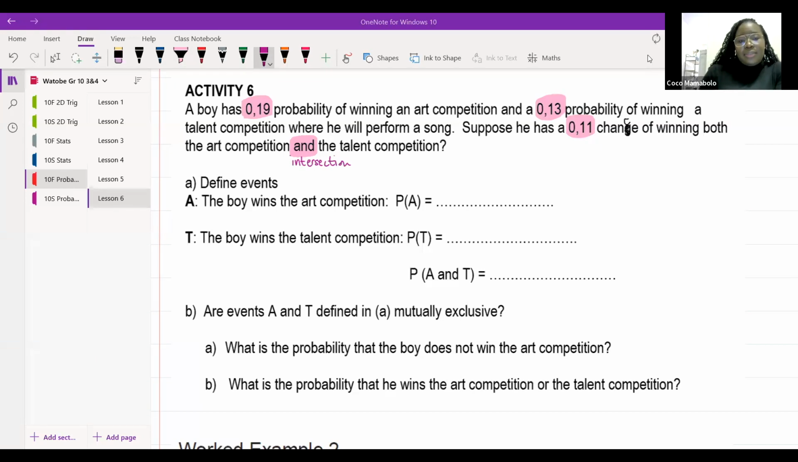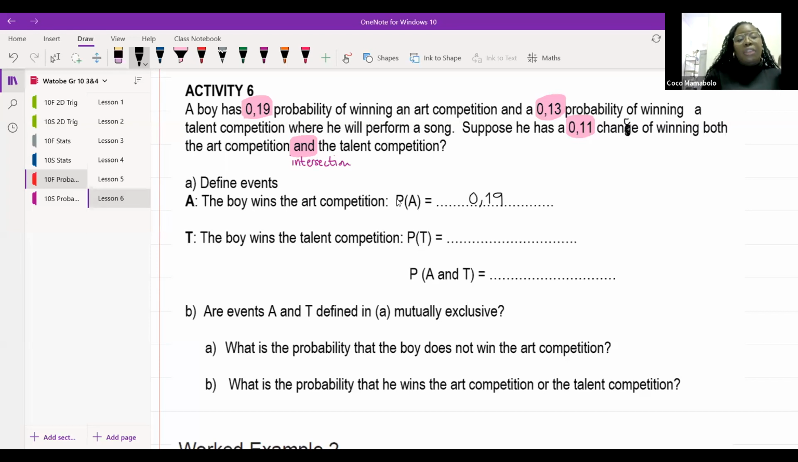Now it says, define the events. The boy wins the art competition. What is the probability of A going to be? It's in the question, guys. It's just a simple question, no trick questions. What is the probability that he could win the art competition? Good, Mfundo, that's it.